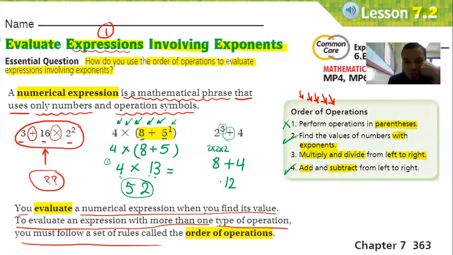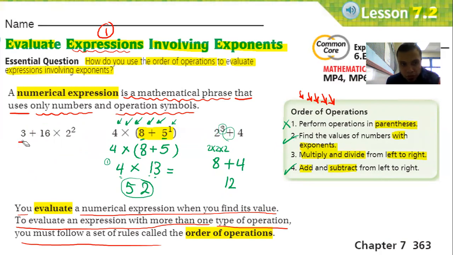So some questions need to use 2 rules or 3 rules or the 4 rules, if they have parentheses, exponents, multiplication or division, addition, and subtraction. Let us see here this expression, 3 plus 16 multiplied by the second power of 2. What should we do first?